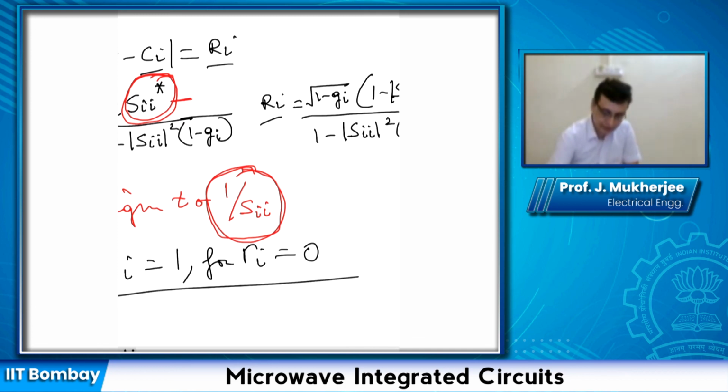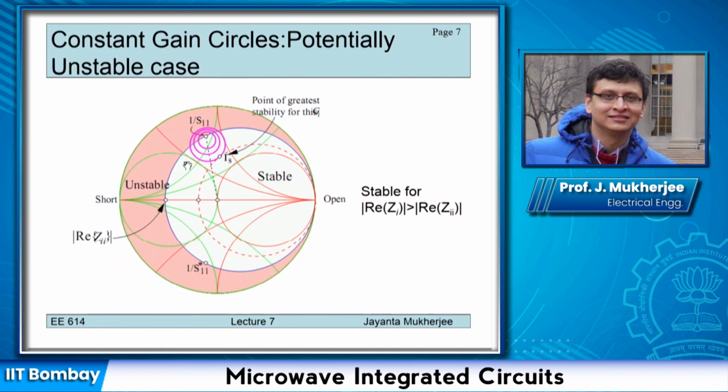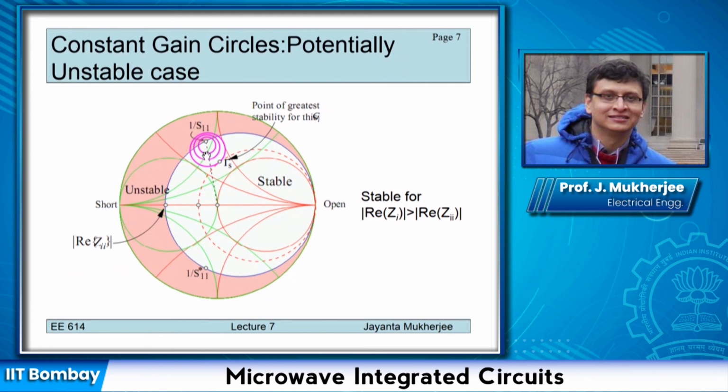So let me once again share my slides. You can see these purple lines. They represent the constant gain circles for the potentially unstable case. Now, as I mentioned, the centers of all these circles lie on the same straight line joining the origin with this point 1 upon S11.